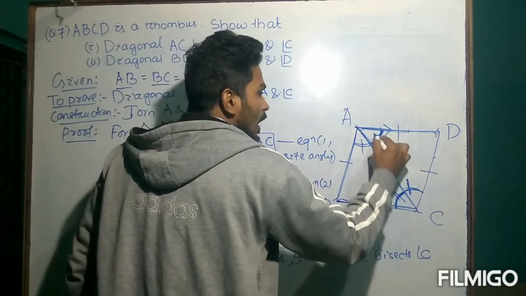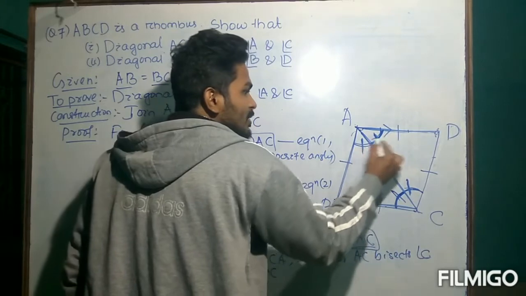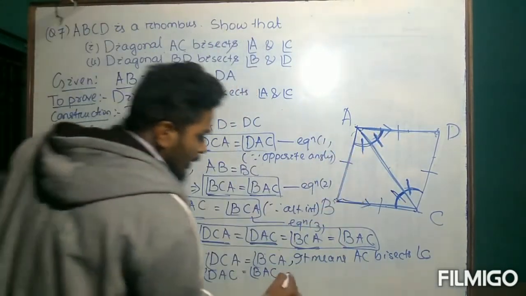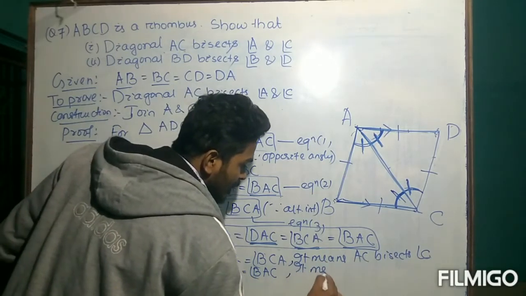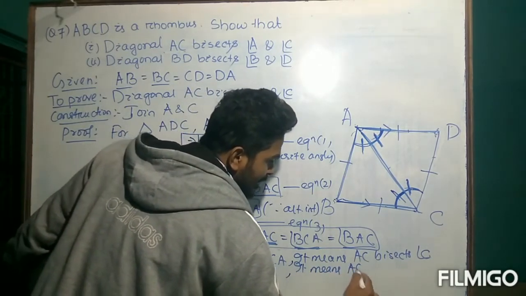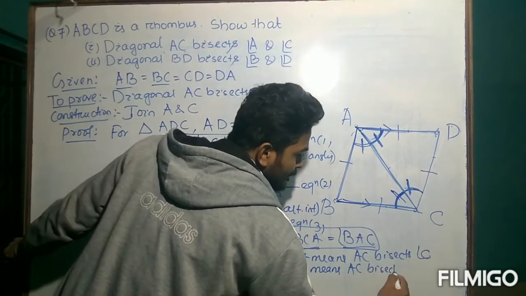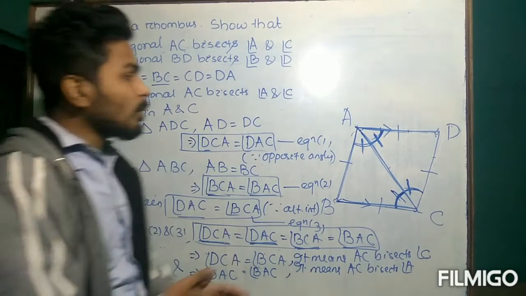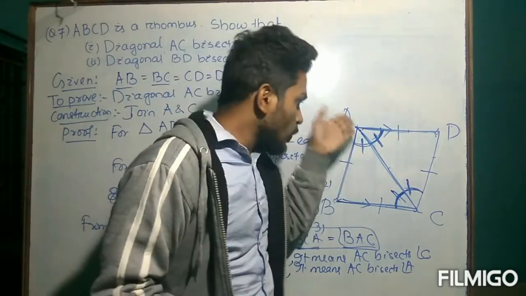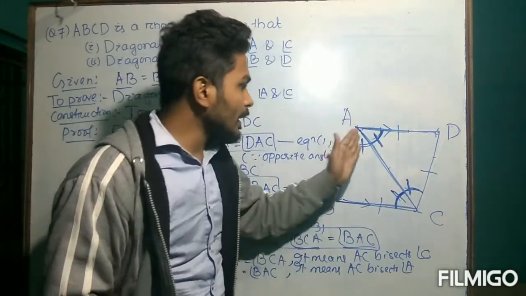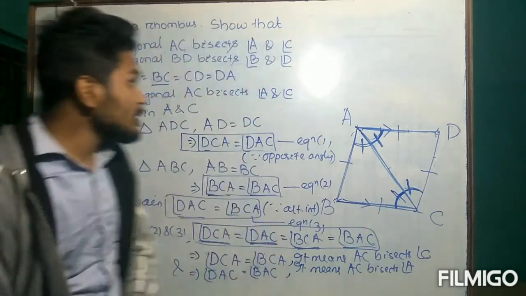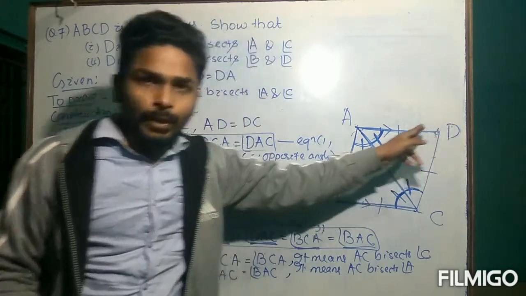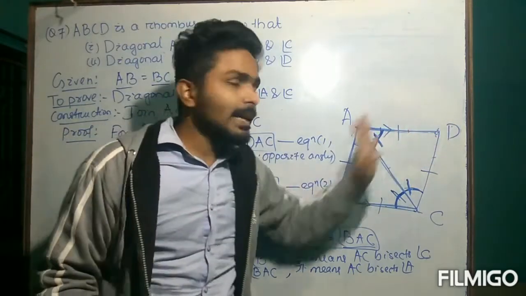DAC, this half, is equal to BAC, this half. These two angles are equal. It means AC bisects the angle A. So AC bisects angle A. Understood. So here we have found for a rhombus, one diagonal AC bisects the angle A as well as angle C. Now let us move to another page where we have to prove that the diagonal BD also bisects angle B and angle D.